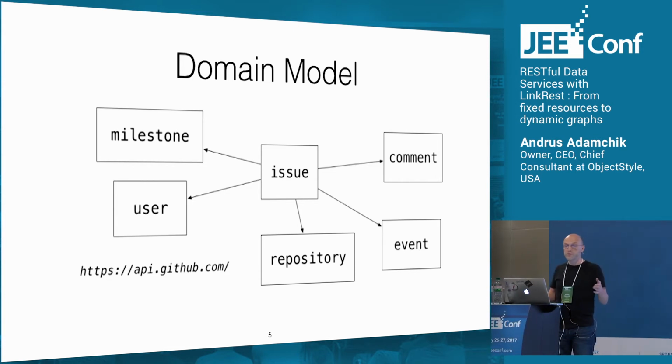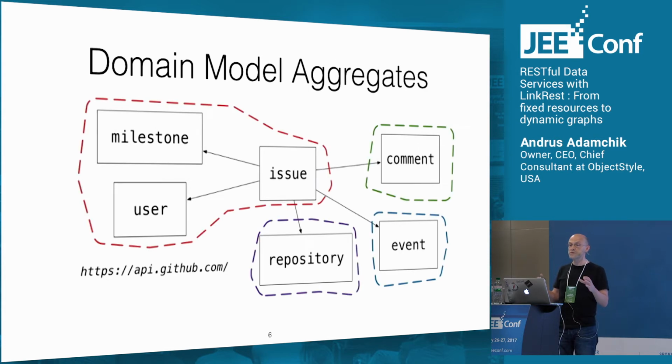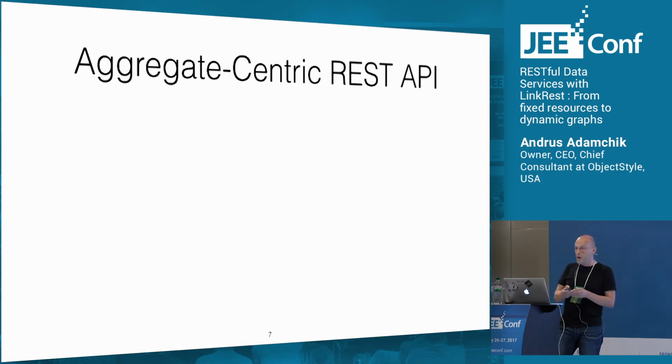And usually, the way people approach it, they break a domain model into certain aggregates. So they draw these boundaries, maybe not arbitrary, around entities and group them together and say, okay, issue, milestone, and user is one aggregate, and comment and whatever entities are related to comments is another, and event is another, and repository is yet another, right? And this is how the GitHub API is organized. So this is an aggregate-centric REST API approach. This is classic. This is how most people are doing it, especially public APIs.